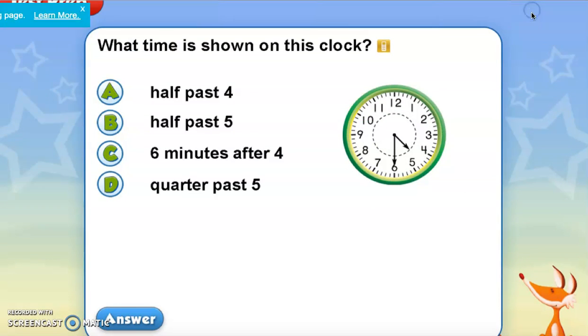What time is shown on this clock? So our options are 4:30, 5:30, 6 minutes after 4, and 5:15. So we see that our hour hand is pointing in between the 4 and 5. And then remember, whenever this minute hand is pointing to the 6, you can say 4:30, you can say 30 minutes past 4, or you can say half past 4. Okay? So in this case, option A is the correct answer. Because again, the clock is showing 4:30. So the hand is in between the 4 and 5, and then half of the clock has basically already happened. So that's why we call it 4:30.